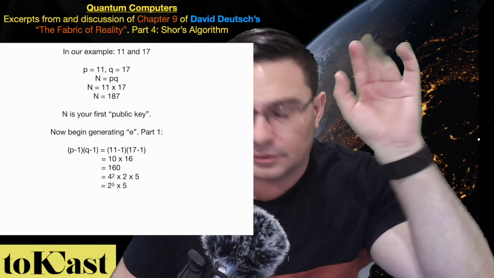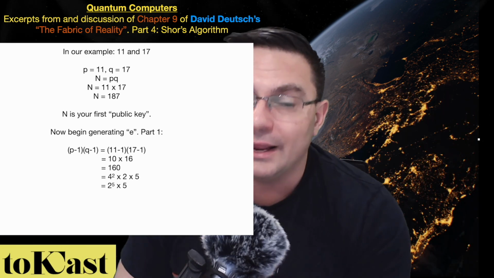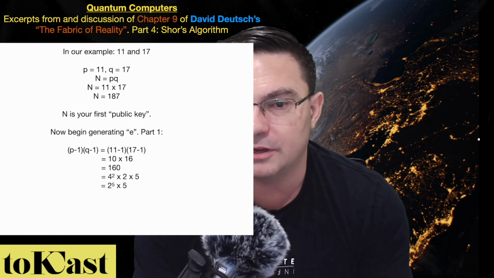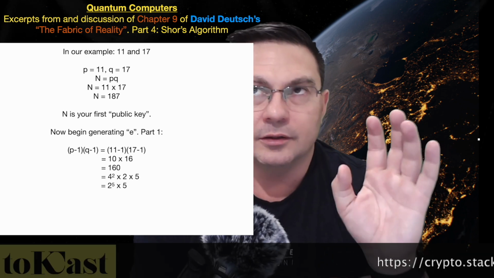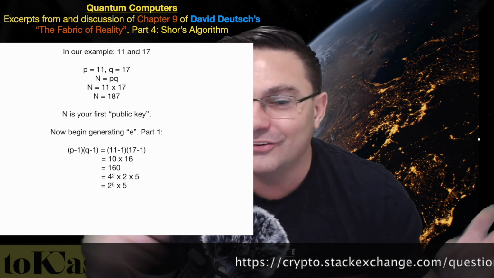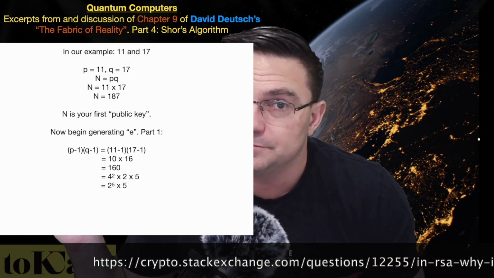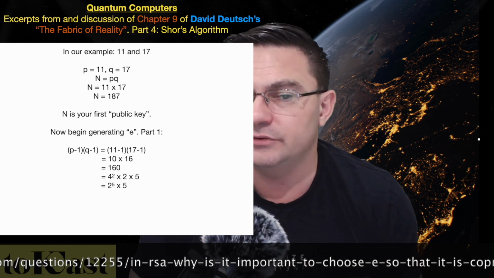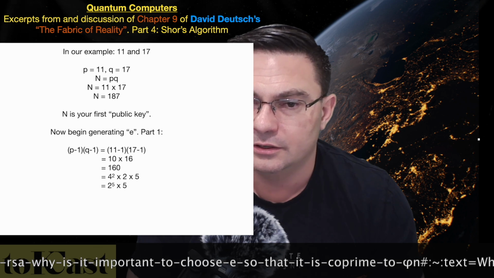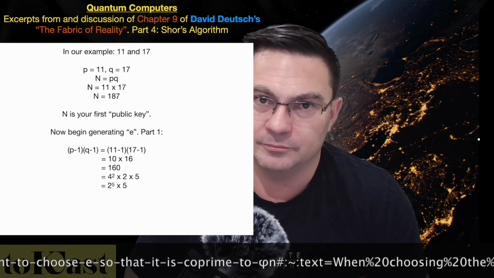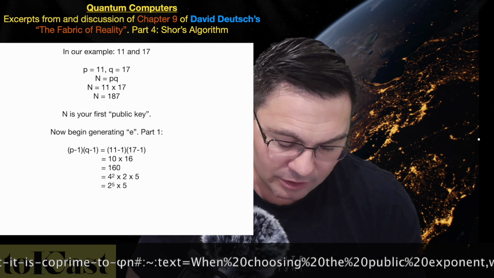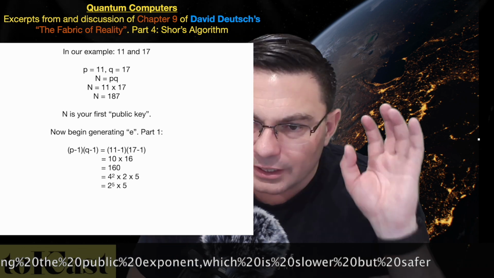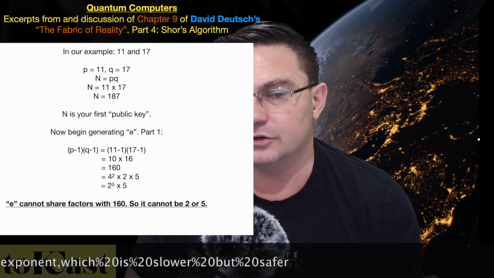Now, I'm doing an explainer video here. I'm not doing a formal proof by any stretch of the imagination. So let's just say, because of mathematics, go and look up the details if you want. Here's a link, and hopefully I'll remember to put this in the description to this video, and you can check for yourself. The reason is, and we'll touch on this later on, E can't share any factors with 160.